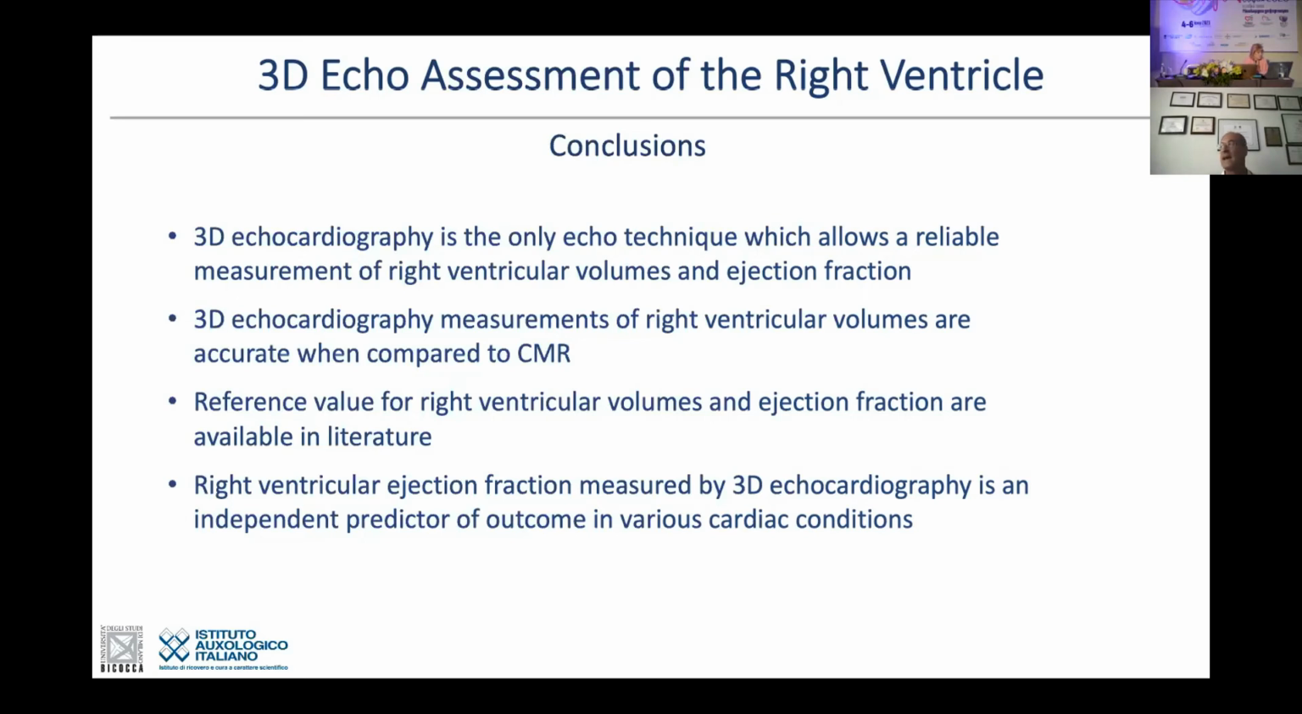And then I would like to conclude with the statement that we have enough evidence now that the right ventricular ejection fraction measured by 3D echocardiography is an independent predictor of outcome in various cardiac conditions.